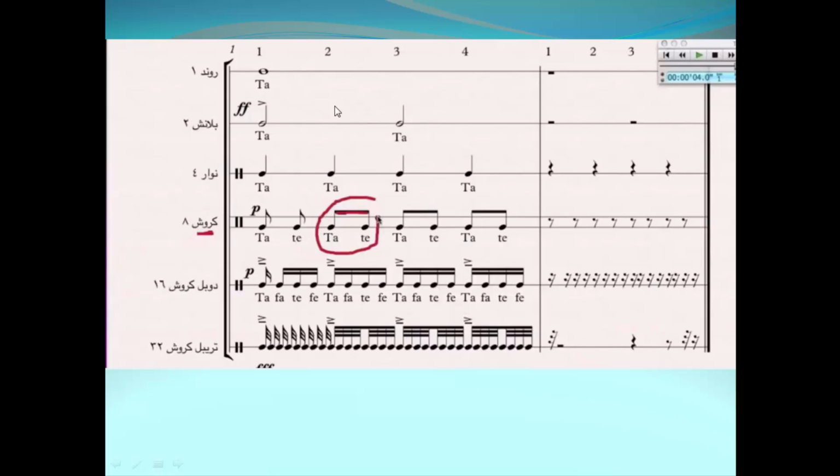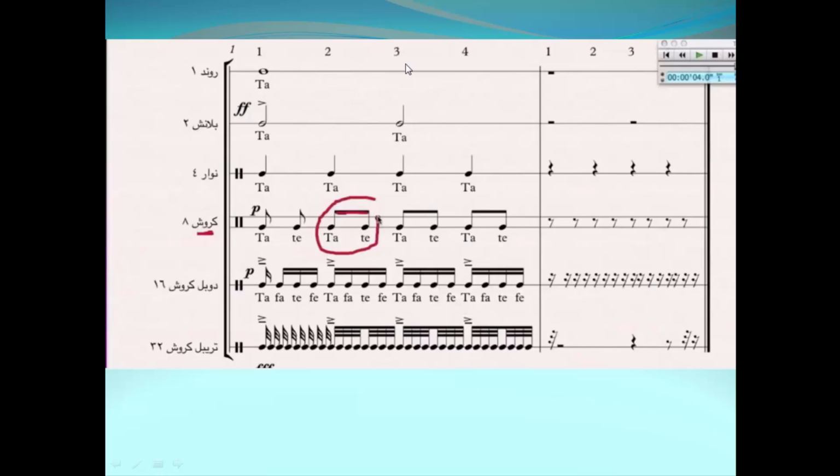ta. Okay, so what if I use this? It will be ta, ta. Okay, so we have here ta. Here is ta, ta. Okay, so what if I use this quarter note? This is the quarter note. Quarter note is 4: 1, 2, 3, 4 of ta. It will be ta, ta, ta, ta.